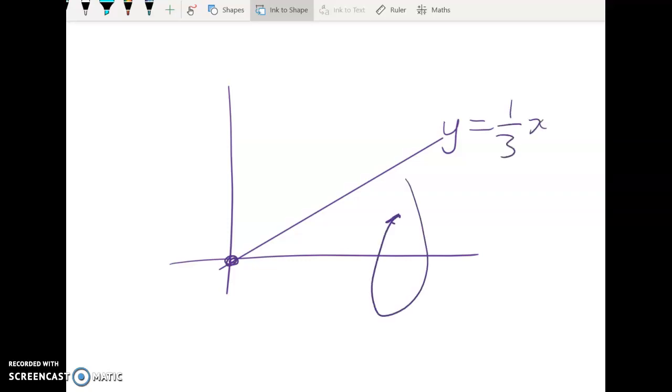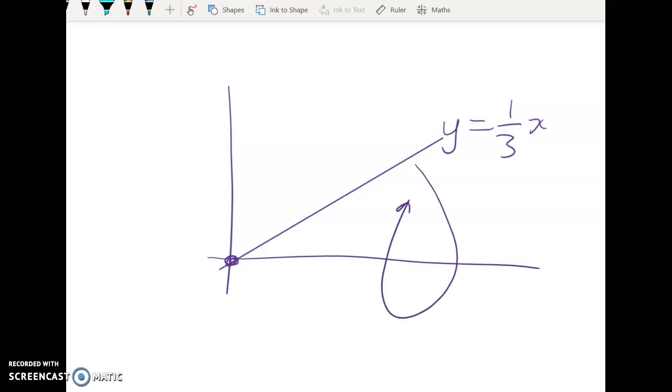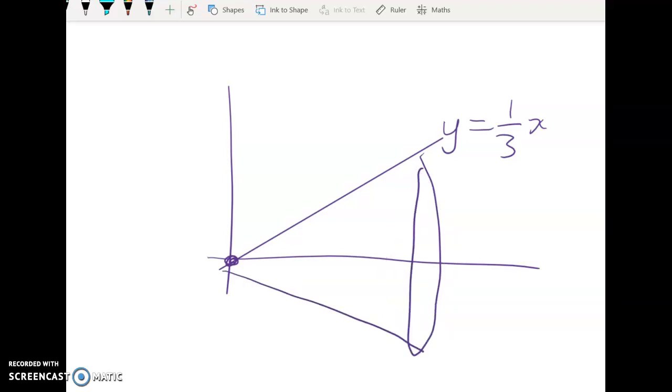If I want to spin that around the axes, then the way that I'm going to do that is you can imagine that you're going to have a cone that looks like that. Okay, so what we're doing when we're defining this volume by integration is we're taking each slice of that cone and we're finding its area and we're adding those areas up to get a volume.